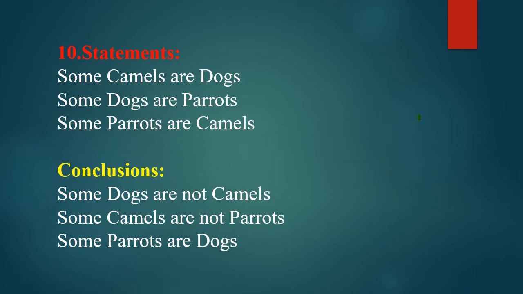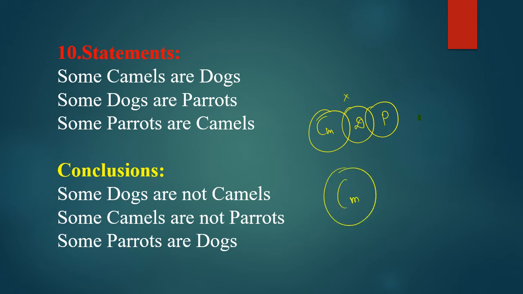Question number 10. Some camels are dogs. Some dogs are parrots. And some parrots are camels as well. So some part of parrots should overlap on camels. So this is not the right way of writing a diagram. It will be like this: some camels are dogs and some parrots are dogs and camels. So this is the minimum overlap diagram.